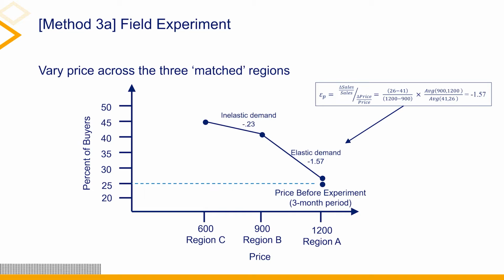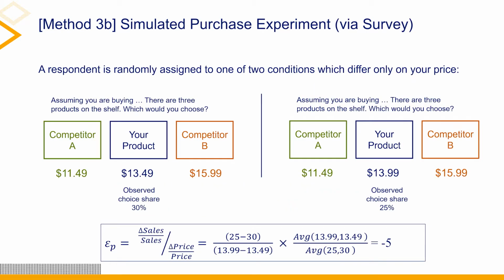However, going from 900 to 1,200, we see a big drop in demand. We don't know the margin the product earns, so we can't make a definitive recommendation, but it is certainly worth investigating if it is best to charge the higher price. Field experiments are costly in terms of time and resources.